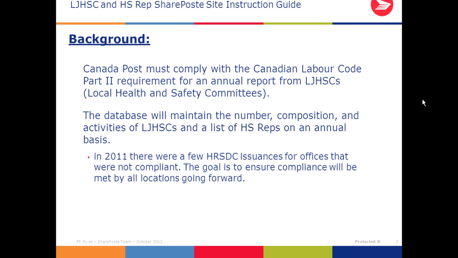A brief note on the differences between LJHSC and HS reps. Canada Labour Code Part 2 requires that every employer shall, for each workplace at which 20 or more employees are normally employed, establish a workplace health and safety committee. For each workplace at which fewer than 20 employees are normally employed, and for which an employer is not required to establish a workplace committee, appoint a person as the health and safety representative for that workplace.